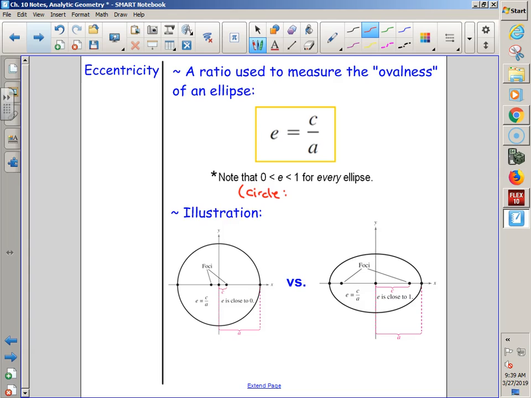If C is 0, then E is 0. A circle has an eccentricity of 0. So the more circular it is, the closer to 0 it is. The smaller the eccentricity. But hold on, what if C is as big as possible? What if C, the foci, got pulled all the way out? If the foci got pulled all the way out, that circle got completely squished.